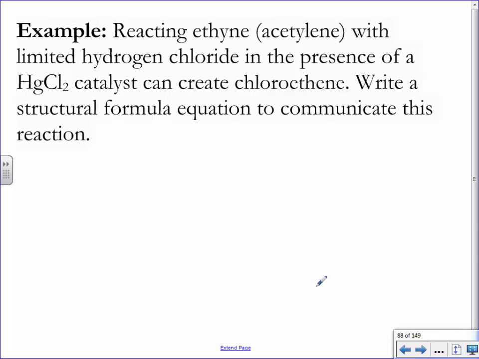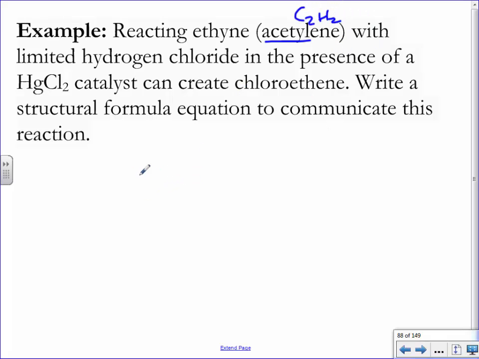Let's try an example here. I want you to react acetylene, which is just the common name for ethyne with a triple bond. Anybody know what acetylene is used for? Welding. Use acetylene as a welding agent. It's C2H2.